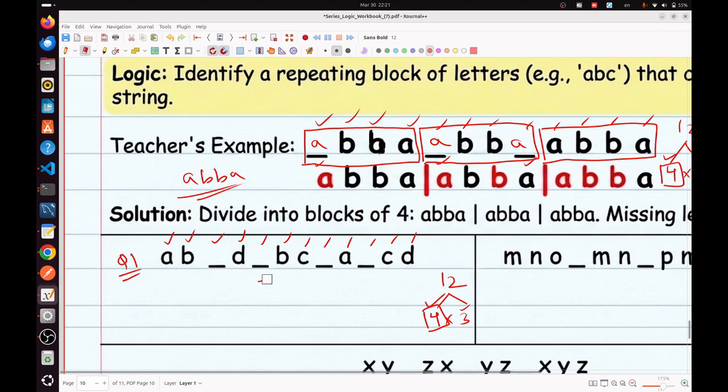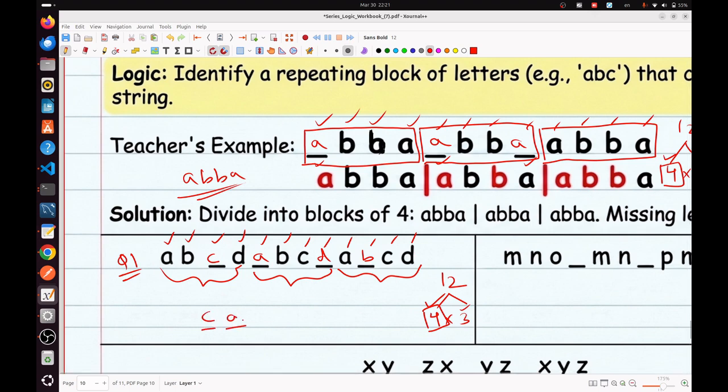If you split with 4, suppose these 4 are in one block, again these 4 in one block, again these 4. If you split like this, then what will we get? Let's see, A, B, C, D. Again here A, B, C, D. Again here also A, B, C, D. So the answer here is C, A, D and B.